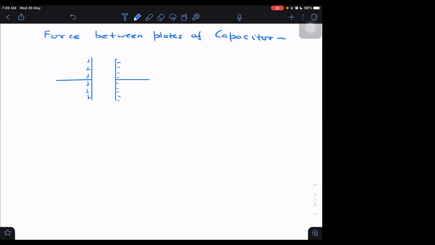If we have a capacitor having charge sigma on one side and minus sigma on the other side, then what would be the force between the plates? The force between the plates will be obtained by simply using the electrostatic pressure formula.